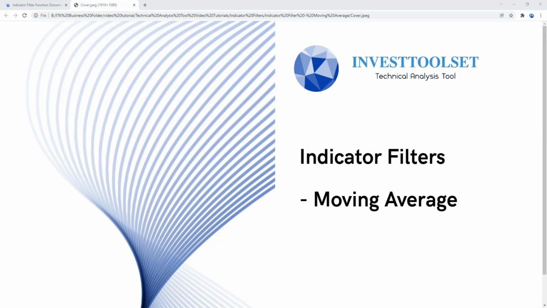Even though the moving average is the most fundamental and very basic indicator, the moving average itself can reveal lots of information. So today let's dig into this indicator and see what kind of useful indicator filters we can create with it.